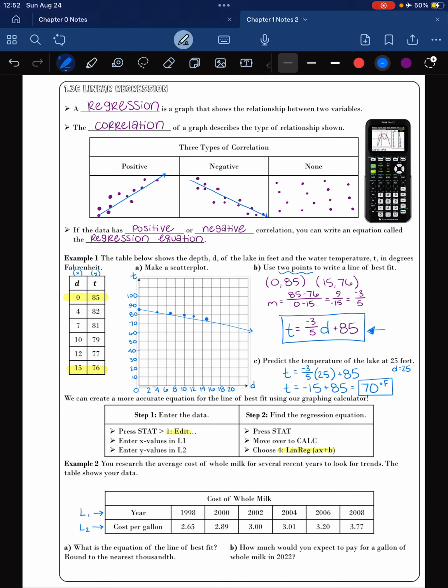You're going to press stat again, move over to calc, choose linear regression, just press enter, enter, enter, enter through that list. And it is going to come up and tell you what the regression equation is.